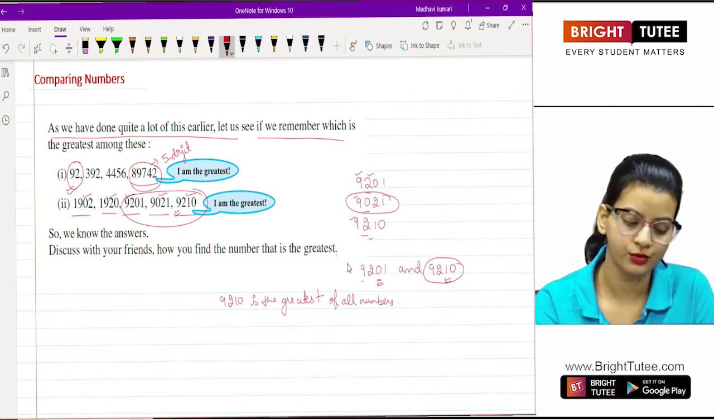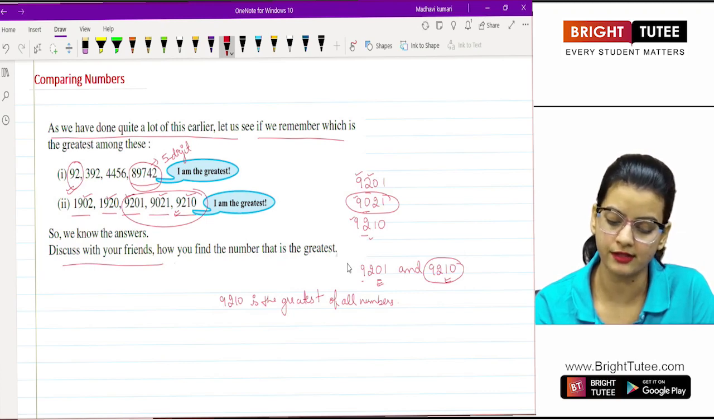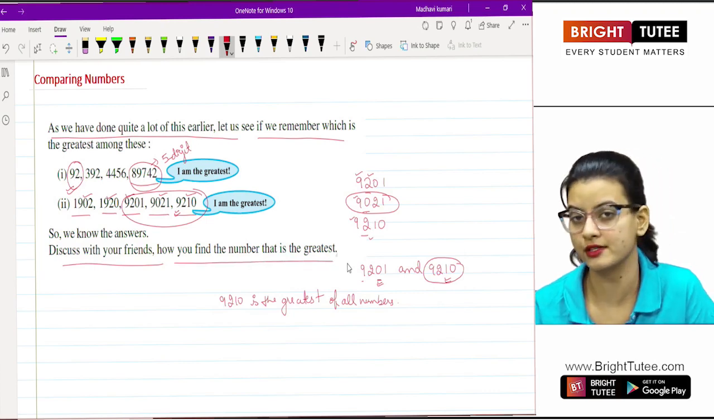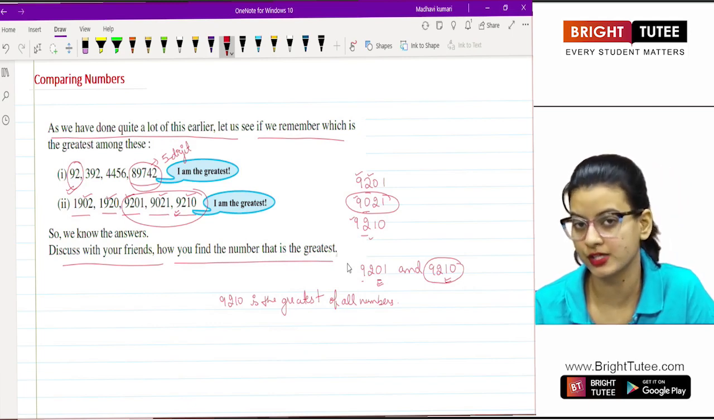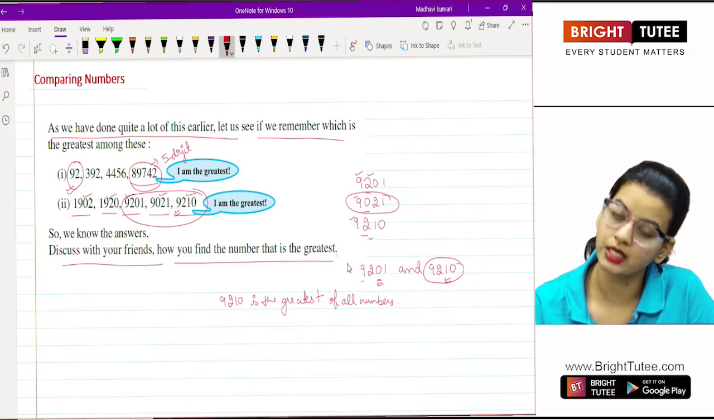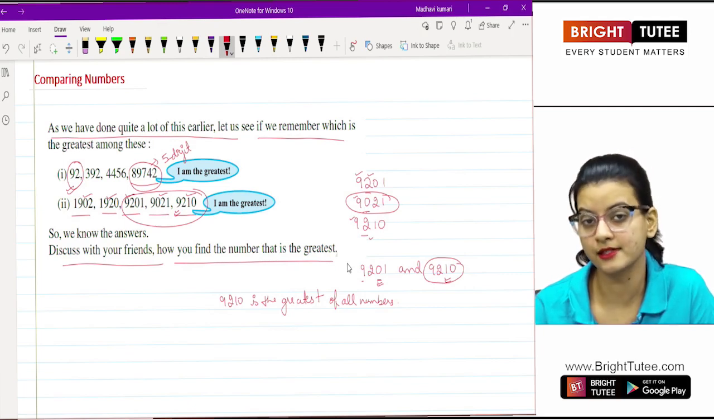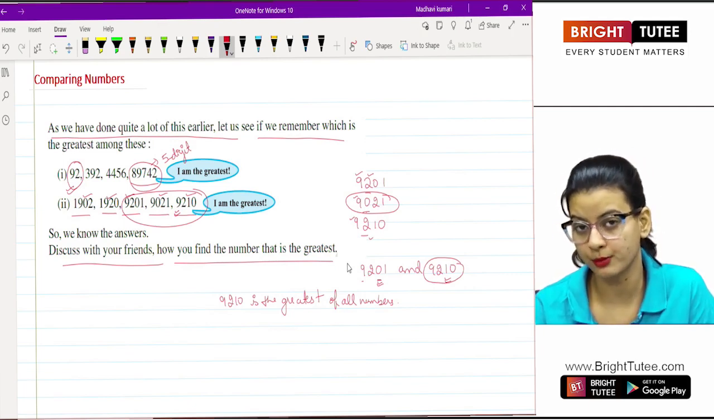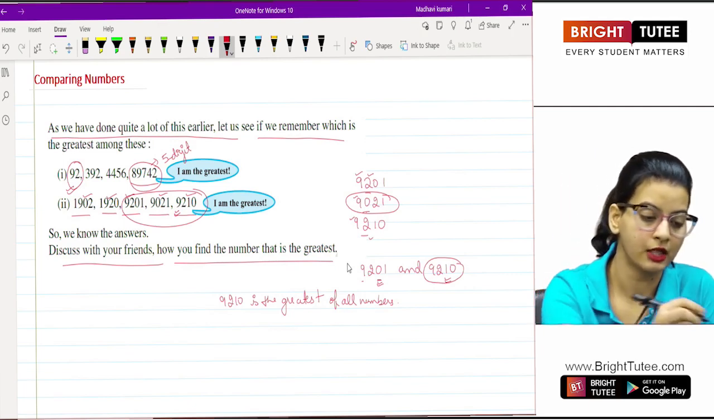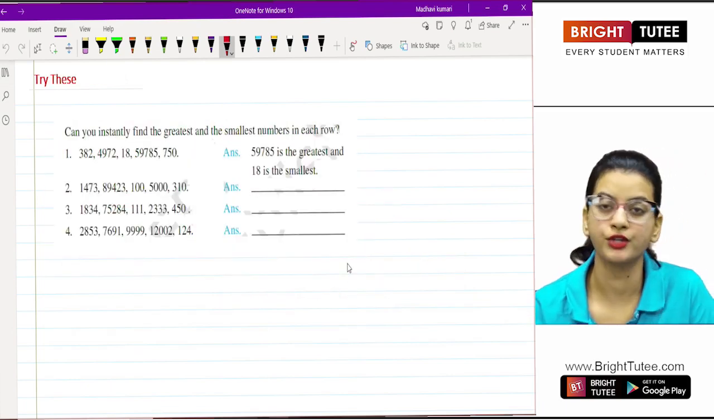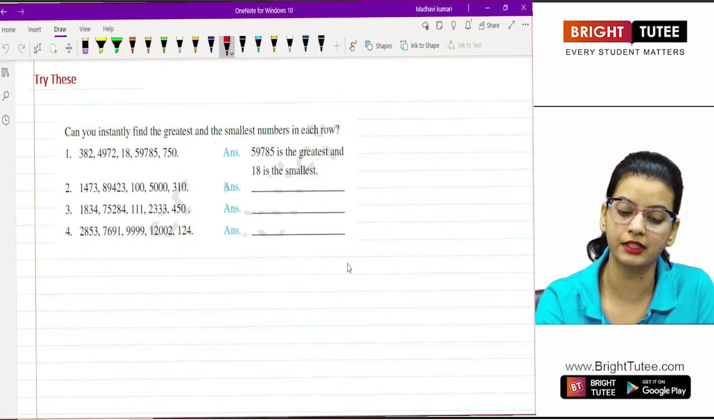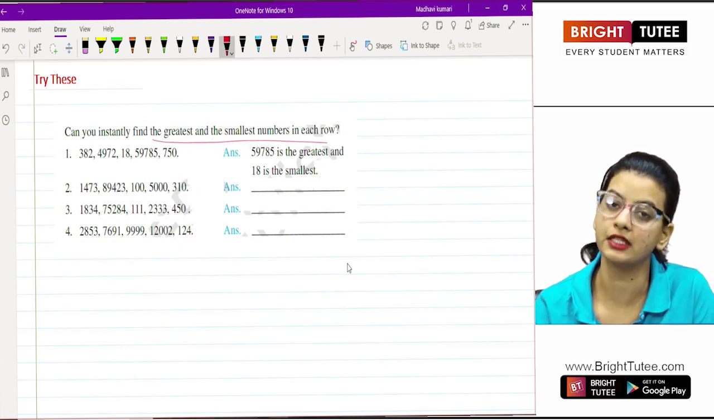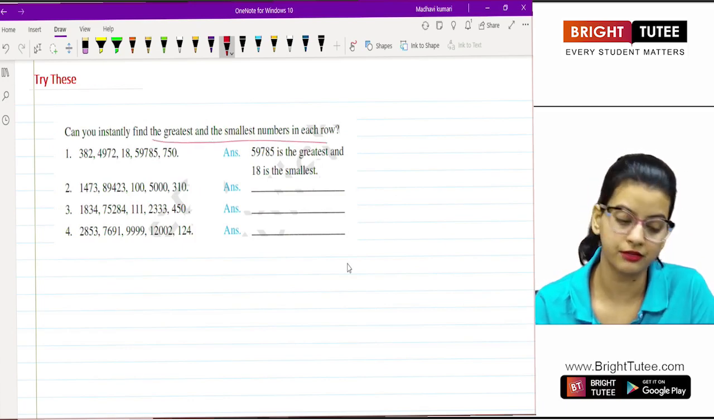Now, what you can do is, you can discuss with your friends how you find a number that is the greatest. So, over here we have already discussed how to find the number which is the greatest. What you can do is, you can take some more examples and discuss among yourselves which number is the greatest number. Okay. Now, we'll move forward. Now, we are going to try these questions. Okay. Now, you have to instantly find the greatest and the smallest number in each row. Okay. So, we'll start with the first row.